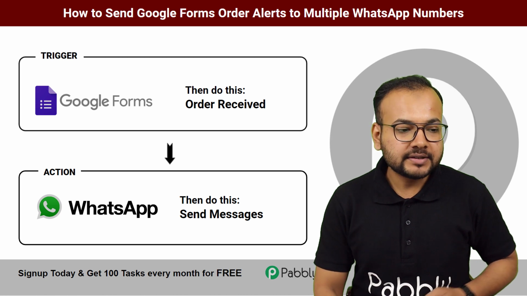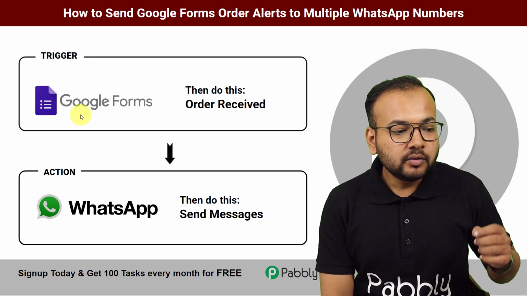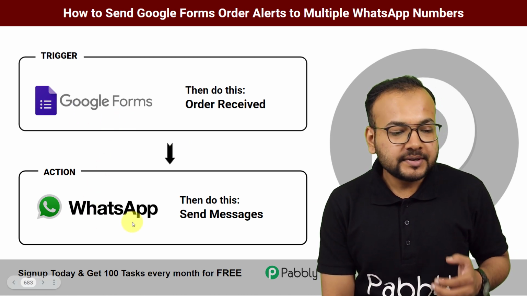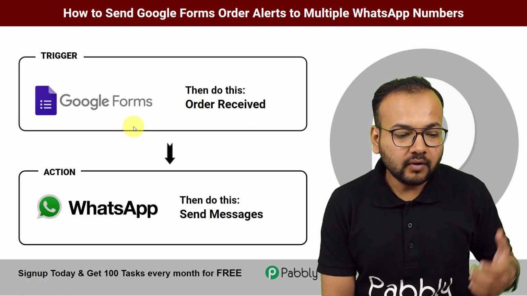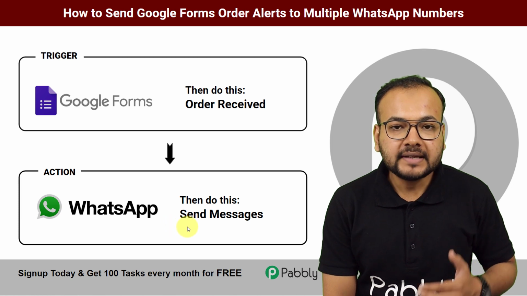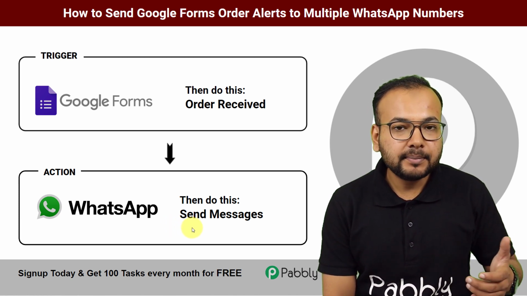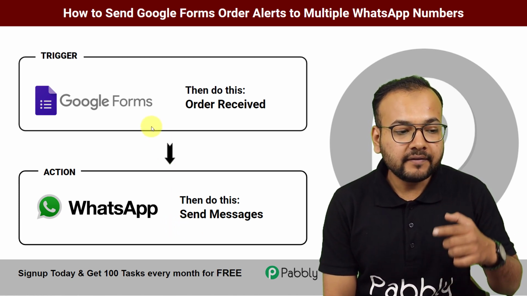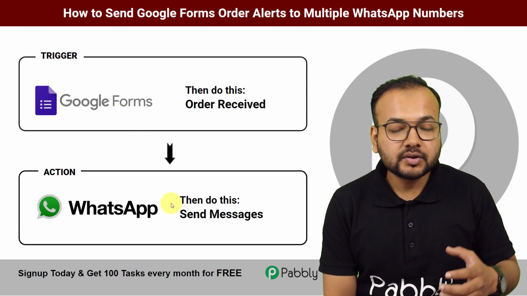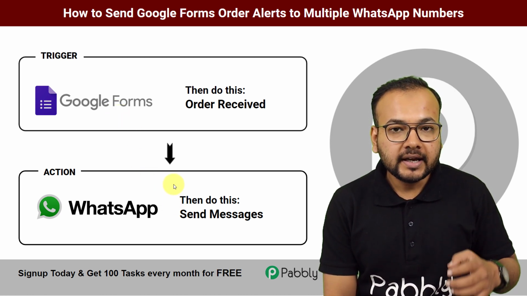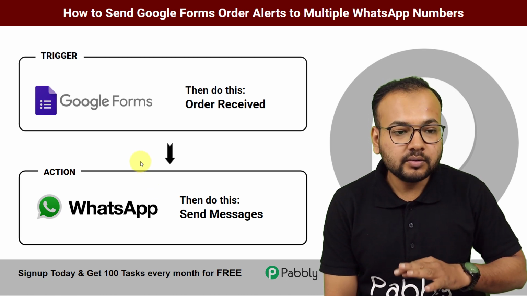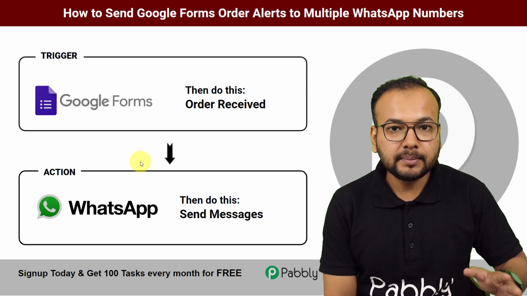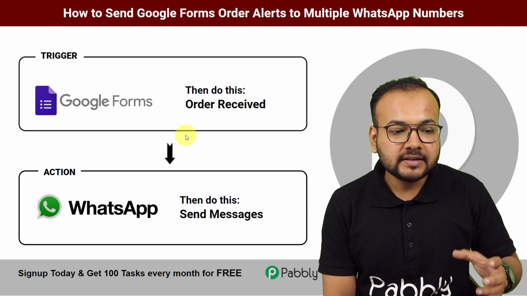You can see on my screen, we are going to connect Google Forms and WhatsApp in such a way that as and when you receive any order through that order form, multiple WhatsApp messages will be delivered to multiple people: the customer who has placed the order, the person who is receiving the order, and the person who is delivering the products. So we are going to send three messages to three people automatically as and when we receive the order.